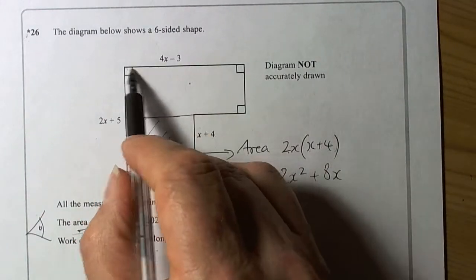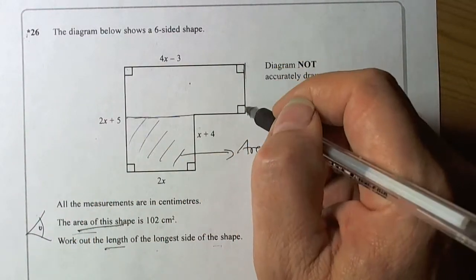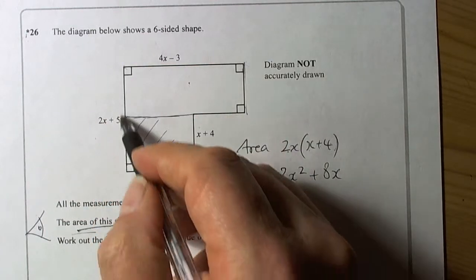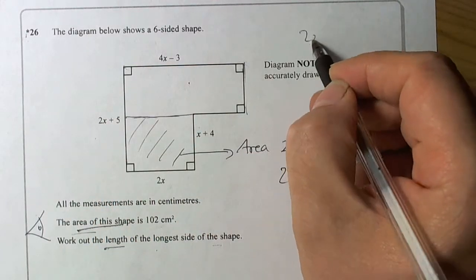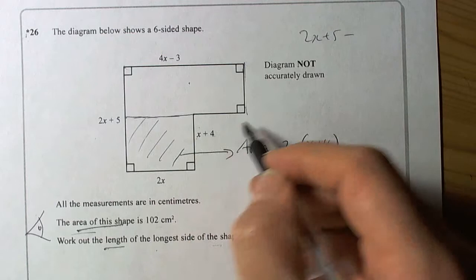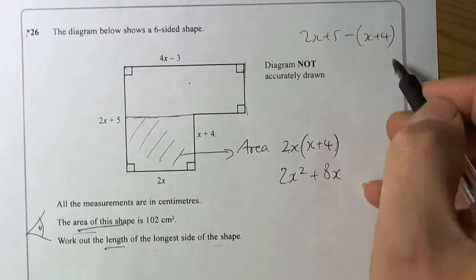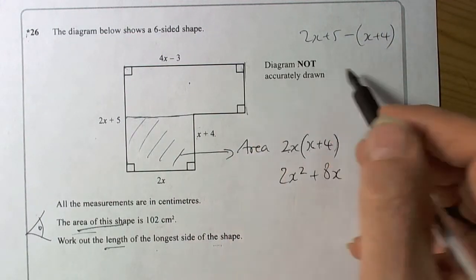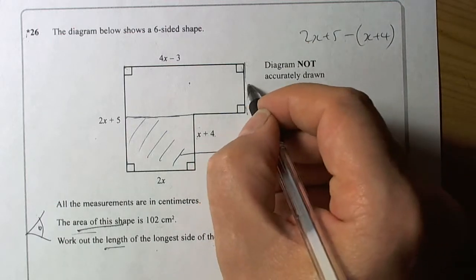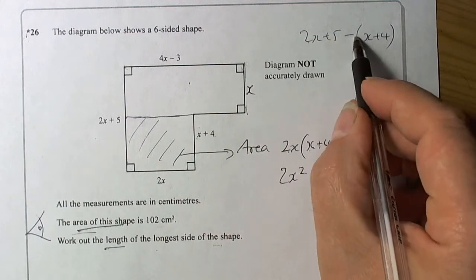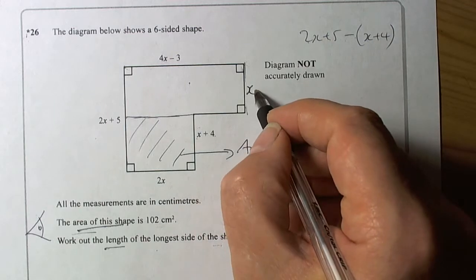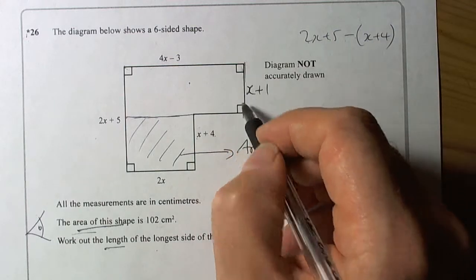This one here, well, we know the length of it. We just need to work out the height of it. Well, they've told us that all the way here is 2x plus 5. So we're literally doing 2x plus 5, take away the x plus 4. And that'll then tell us what this length is here. Well, 2x take away x leaves us with an x. And then we've got 5 take away 4, which leaves us with 1. So this side will be x plus 1.